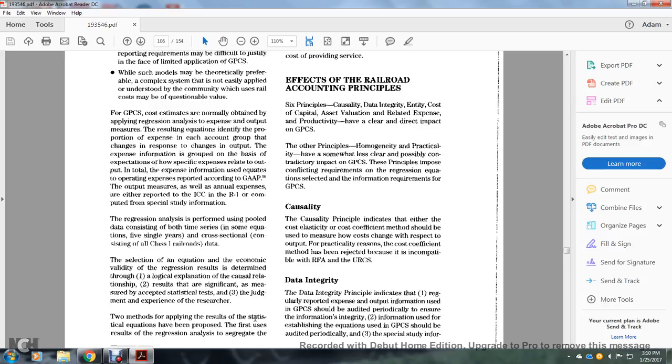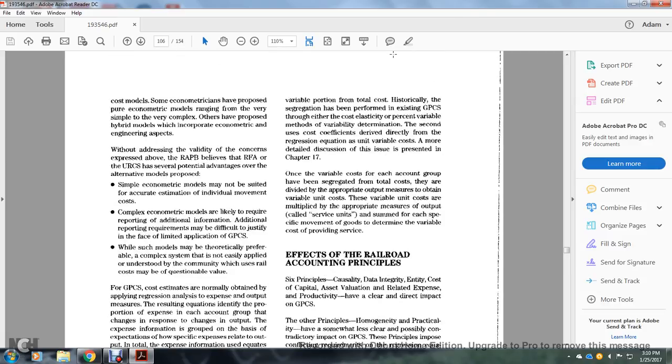Two methods of applying the results of statistical equations have been proposed. The first uses the results of the regression analysis to segregate the variable portion of the total cost. Historically, this segregation has been performed in the existing general purpose cost system through either the cost elasticity or the percent variable method of variable determination. The second use is derived directly from the regression equation as the unit variable cost. A more detailed discussion is presented in Chapter 7.